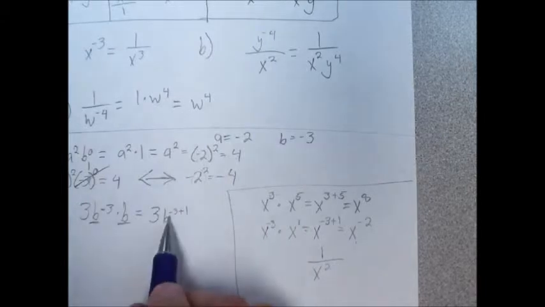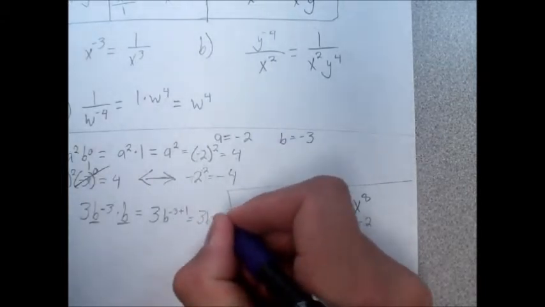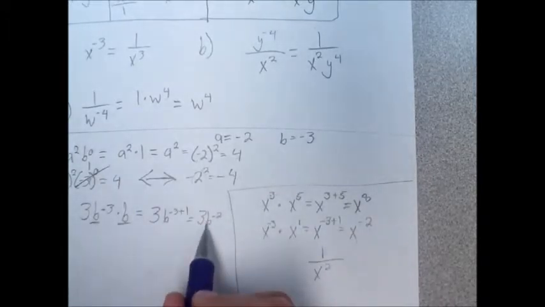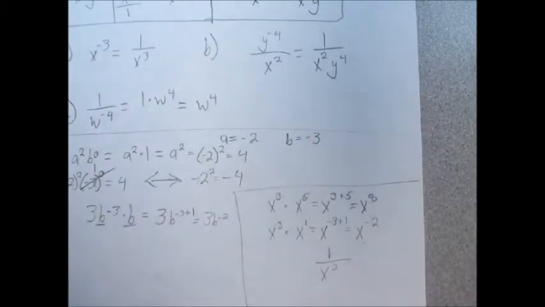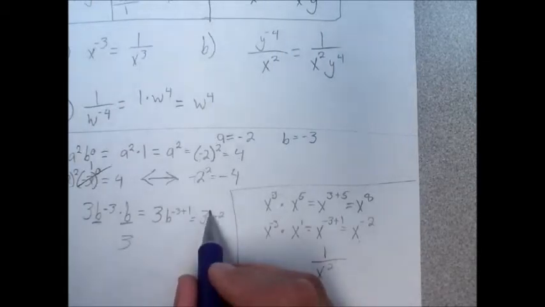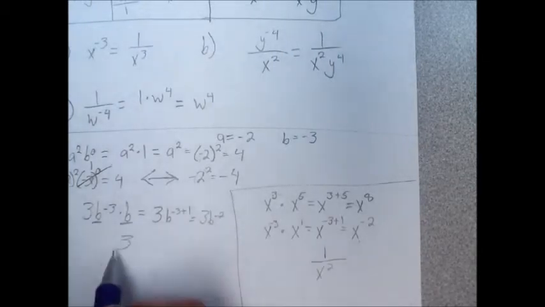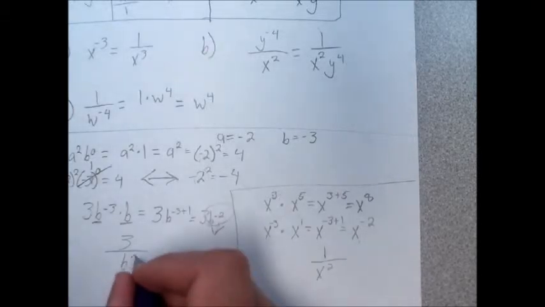So I have -3 plus 1, which is -2. Now I need to make this b to the -2 positive. How am I going to do that? Make it a fraction, move it down to the bottom, right? Now, the 3 stays up top. The 3 doesn't have a negative exponent. The b does. So I'm moving the b down below, which becomes b squared, right?